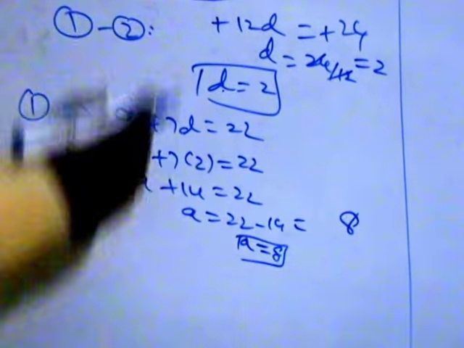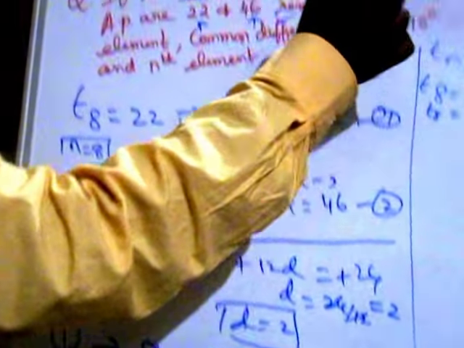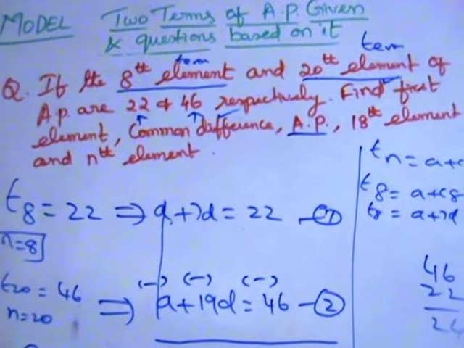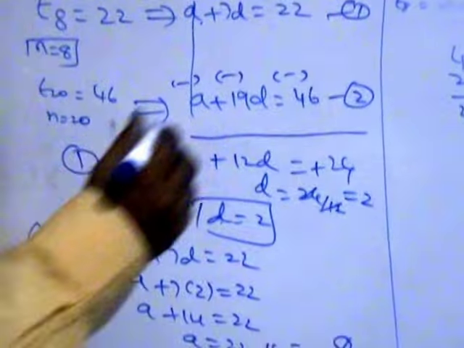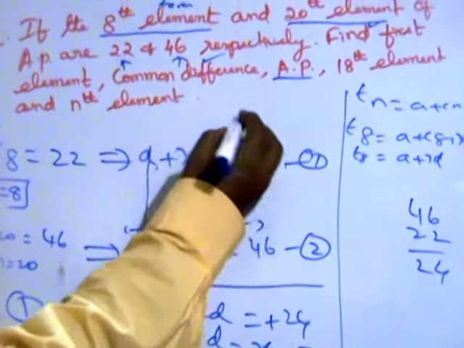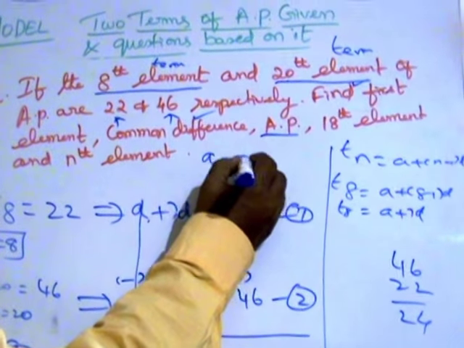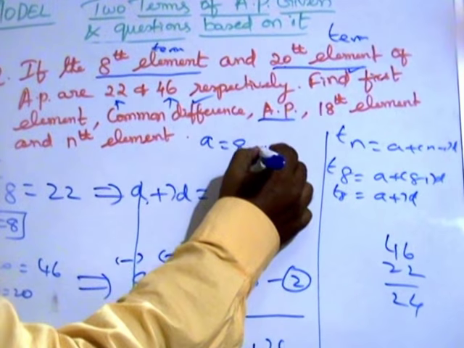So we want the first term, that also we got it. Then we must write the arithmetic progression. Put the heading AP, or we'll write it at the top. So we got A is equal to 8 and D is equal to 2.